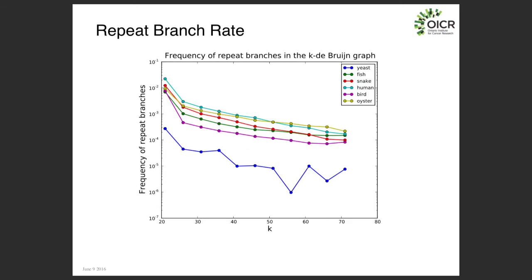We can also look at the frequency of repeat branches. Here, the human genome and the oyster genome are pretty comparable in repeat content, where there's a repeat-induced branch around 1 in a few 100 bases, which is fairly well known for human genomes. And the other genomes, like this bird genome here, we see that it's much less repetitive compared to the other ones. And when we went to assemble that in the Assemblathon dataset, it was one of the easier genomes to assemble.